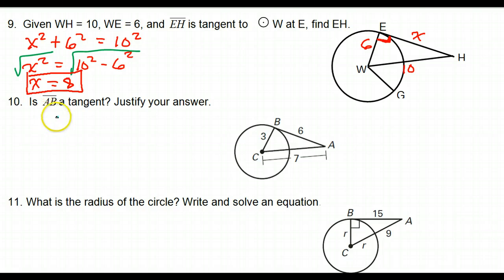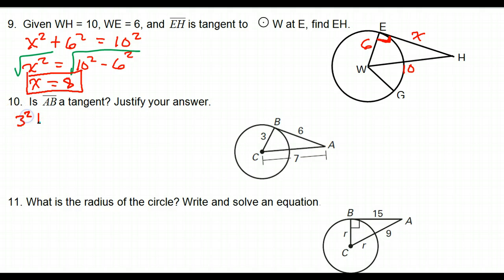Alright, looking at number 10, is AB a tangent? Justify your answer. Well, there's sort of a little proof to this, but the bottom line is we need to check to see if the Pythagorean Theorem works. If the Pythagorean Theorem works, that means that this is a right triangle, and specifically this is a 90-degree angle. And only a tangent will form a 90-degree angle at the radius. So that would prove it. So off to the side, let's just check and see.